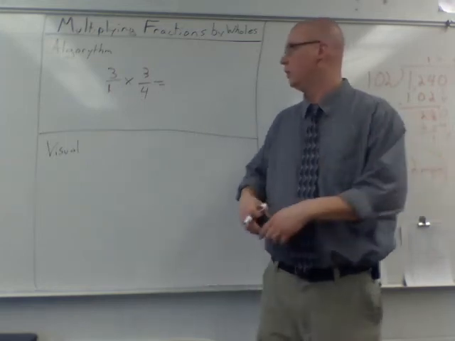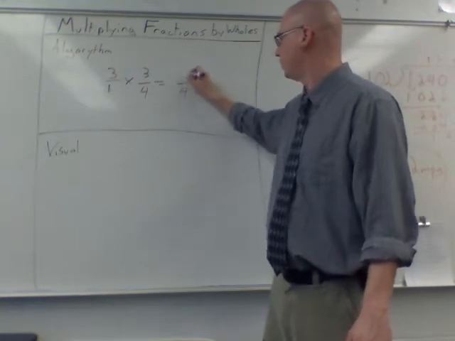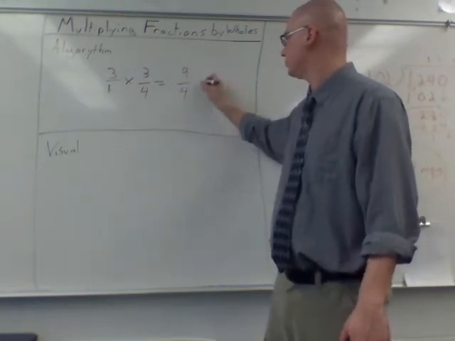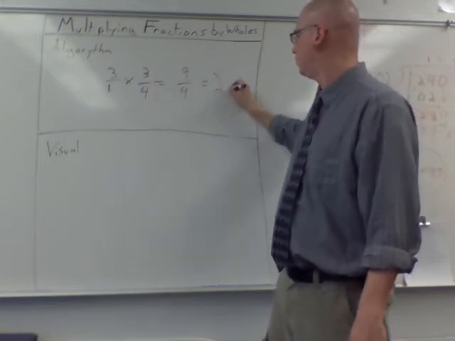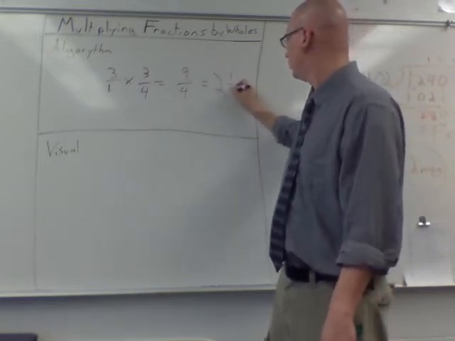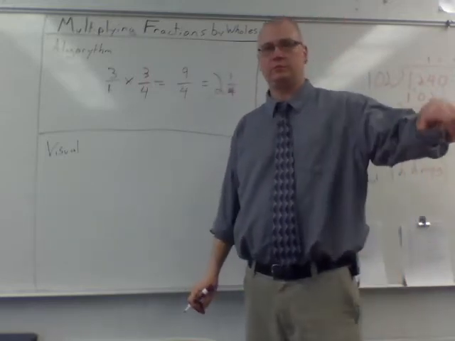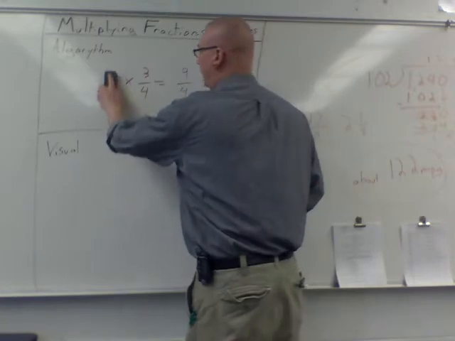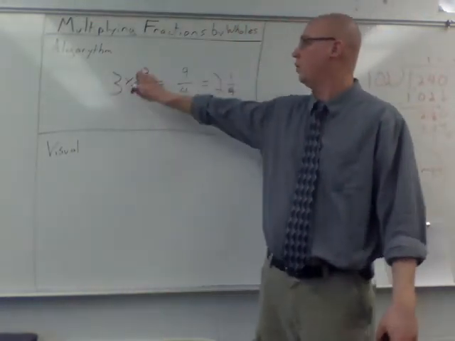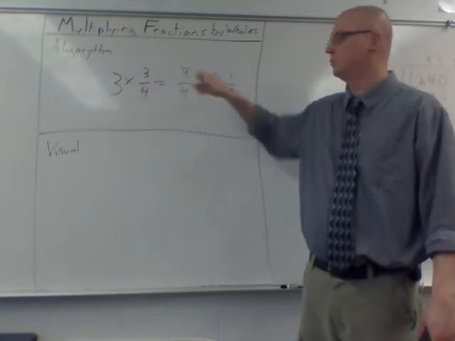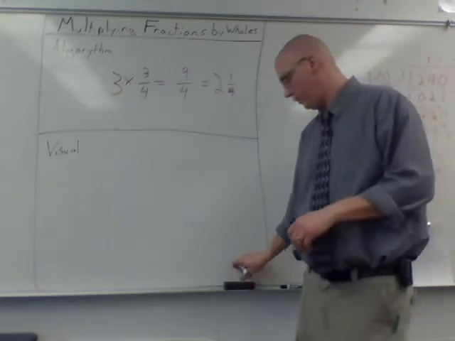3. Now we multiply again, straight across the bottom. Straight across the top. Then we simplify. How many groups of 4 can we take out of 9? 2, with 1 left over. That's it. An easier way to think about it even, keep your denominator, take your whole number times your numerator. Then simplify. That's the easiest way to think about this.